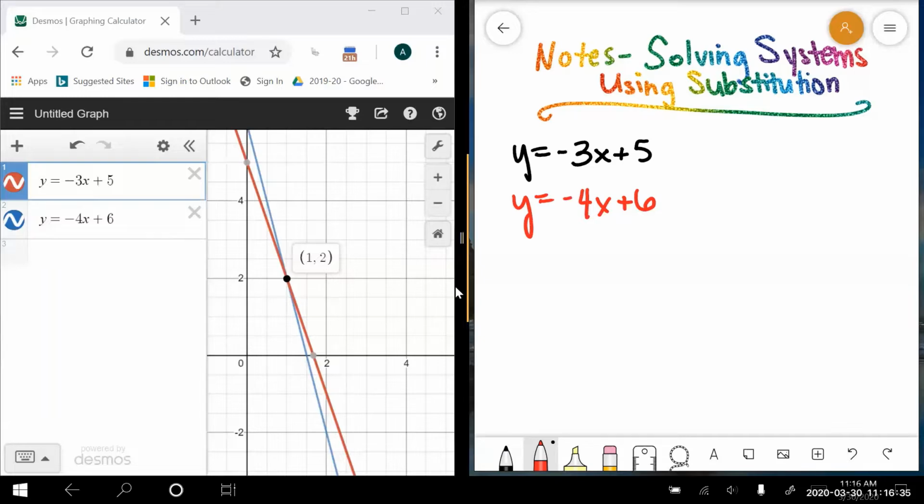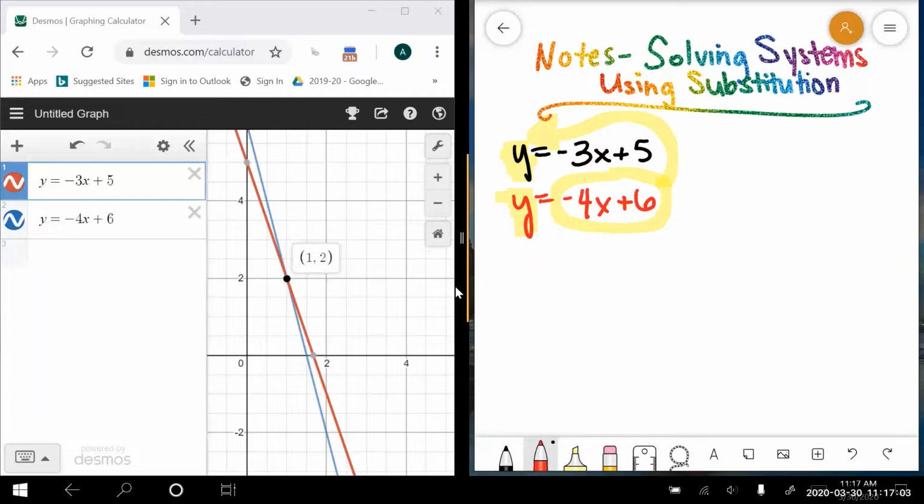Now, it doesn't matter which one we start with. I'm going to go ahead and start with substituting the red function into the black function. And so to do that, I notice that this y, which is represented by this expression, is the same as this y. Okay, and so I'm going to substitute this whole thing, this whole expression here, into y. Okay, and so what's that going to look like?